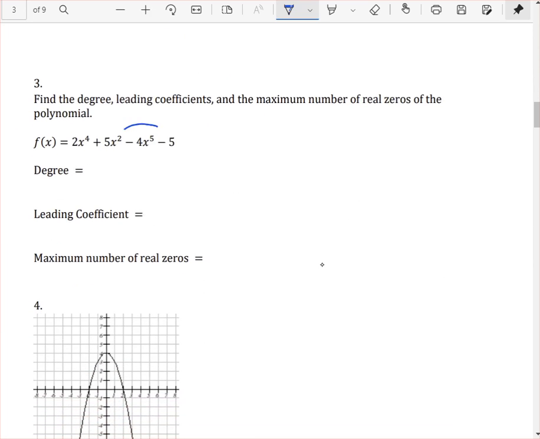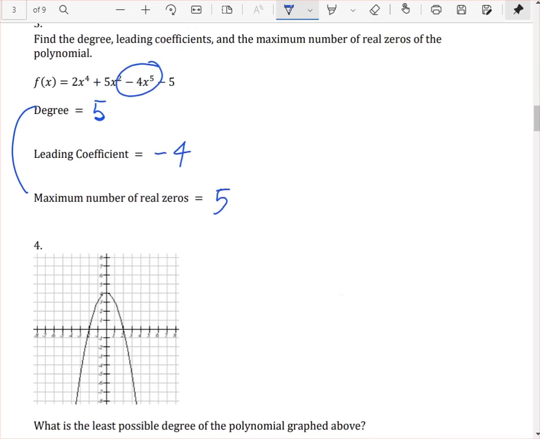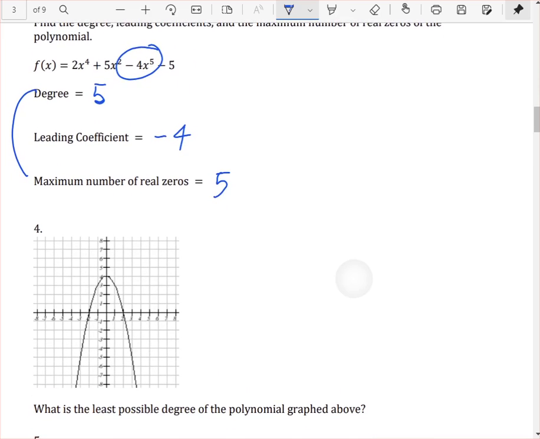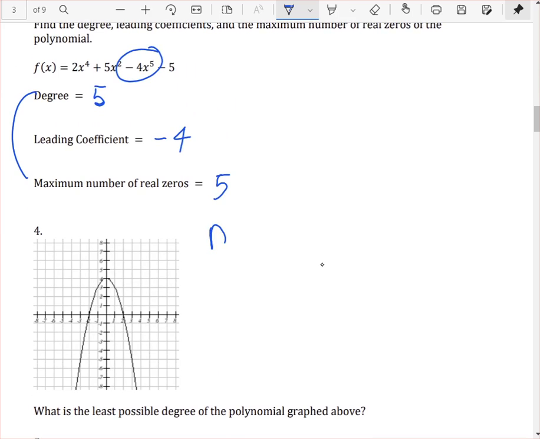So in this one, the highest power is the 5. So that would be the number of zeros as well. And the leading coefficient would be -4. This one's a parabola, so we know that the degree would be 2. We cannot tell anything about the leading coefficient, but we know that the number of zeros would be 2 as well.